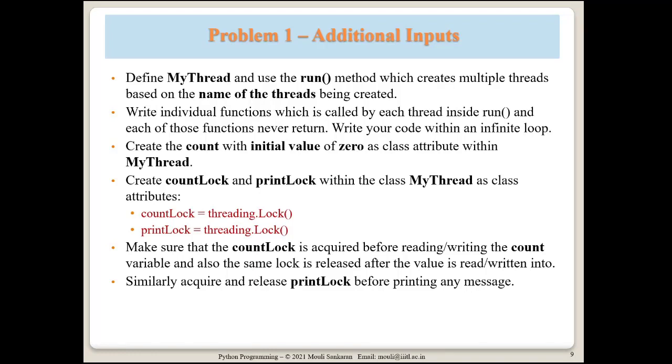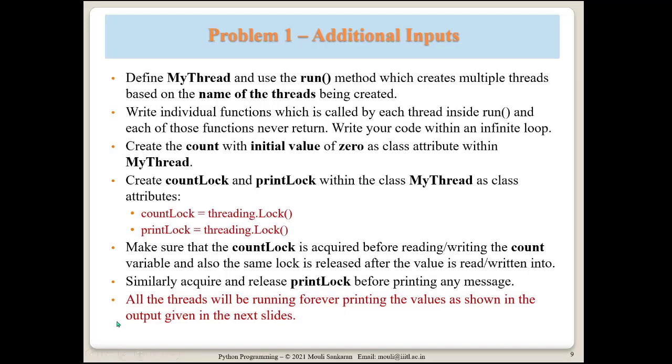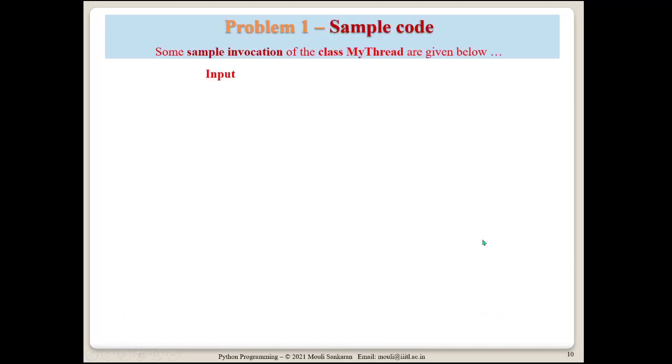If it's a prime number only, the task will print. Only if it is divisible by 10, it will print. Not all the values it reads, it is going to print. So print only valid values, but acquire the lock before printing, and release the lock, of course, after the print. So all the threads will be running forever, printing the values as shown in the output given in the next slide. I will show you the input and output.